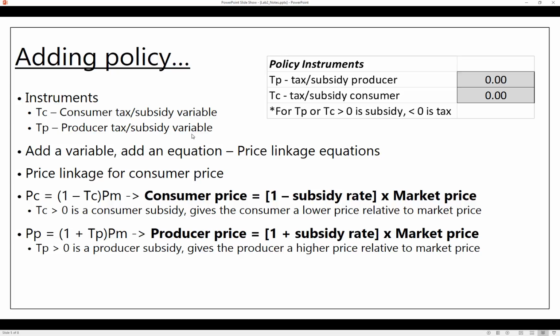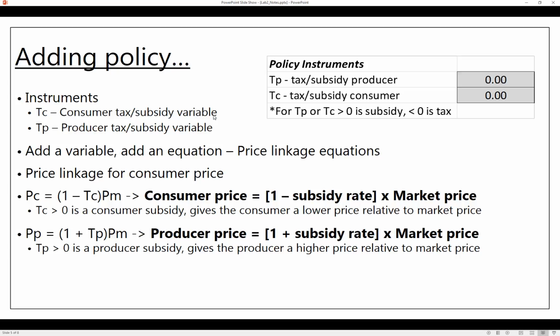Okay, so let's think about our instruments. We have two options. We have a demand curve and a supply curve, producer price and consumer price. So that means we have two simple options to interfere in this market. And I've used in both cases, you may recognize these formulas, we just looked at them, ad valorem approaches to a consumer tax subsidy and a producer tax subsidy. Okay, so the instruments. TC is going to be our representation for the consumer tax or subsidy variable.